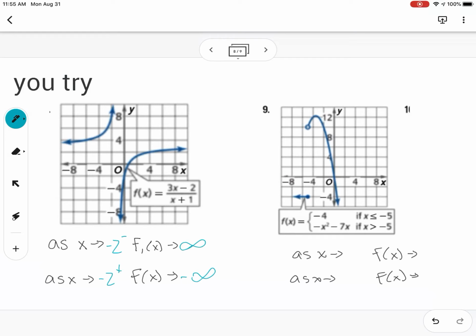For number 9, I have the dots this time, so my answer will be a number. Now if we look at the x, we see it's in between here. These are counting by 2s, so in between -4 and -6 would be -5. So we'll have -5 for our x, left and right. So on the left side, this little piece here, the y value of that is -4. On the right side, that would be this piece. The y value is on 10.